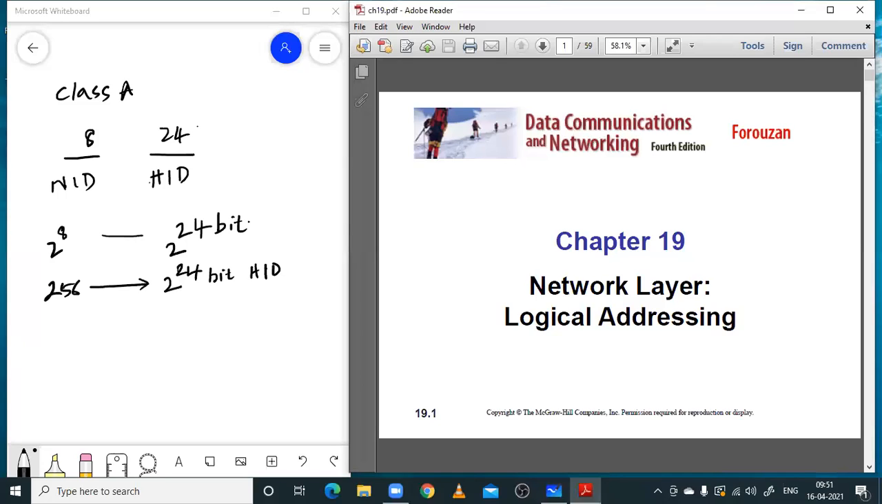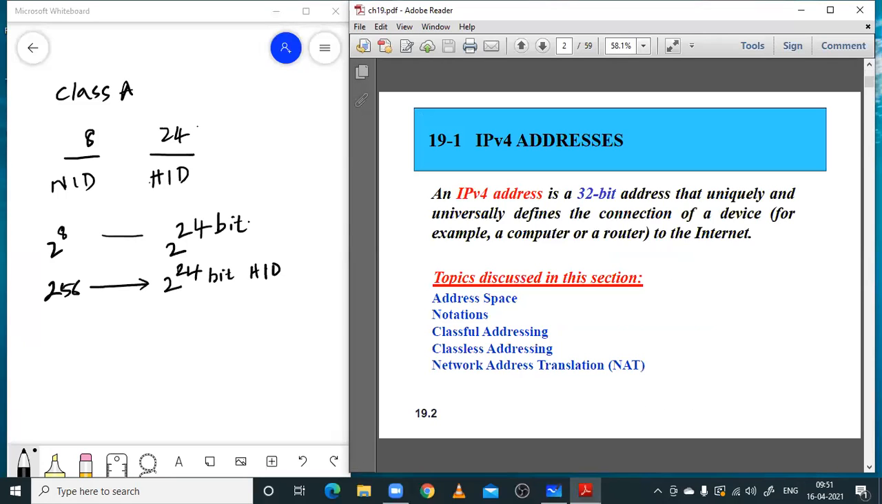Now coming to this PDF. An IPv4 address is a 32-bit address that is unique and universal, which is used for connecting a device to the internet. So what do you mean by this?